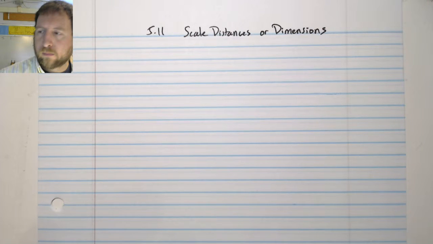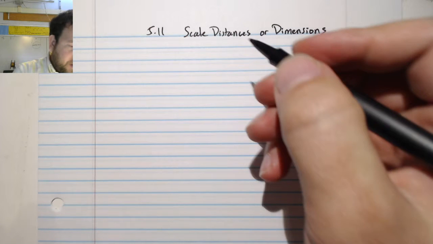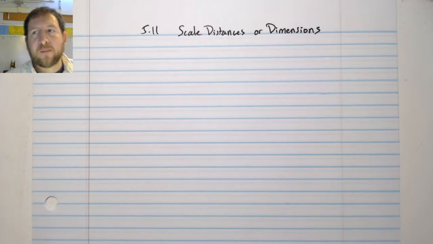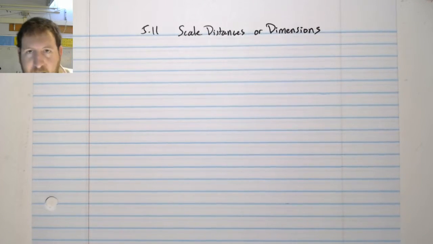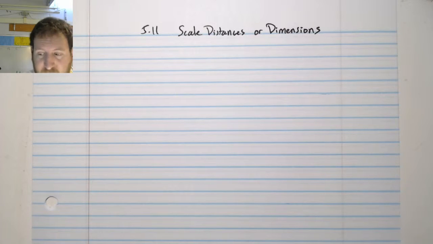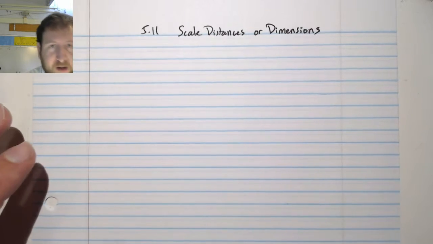Alright, today we're going to be talking about section 5.11, and it's going to be called scale, distances, or dimensions. Now this one's kind of different than stuff that we've been talking about, so pay attention, and I think it's kind of interesting. But we've been talking about a couple different things.